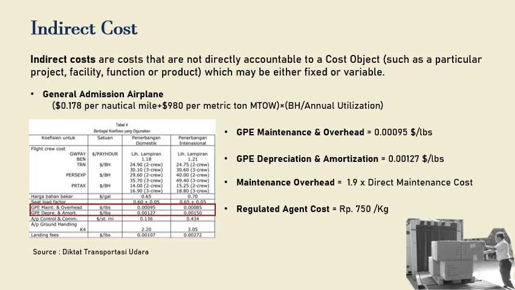This nominal is fixed from, first, the Peraturan Menteri, which stated that the minimum cost for a regulated agent is 550, and an incident in Kuala Namu airport, where they protested that the price is too high at 1000 rupiah per kilogram. So we divided them both and got the fixed cost at 750 per kilogram.